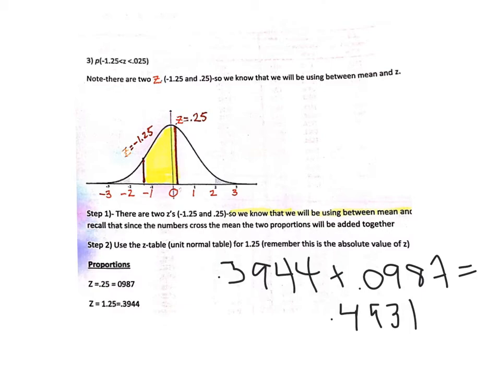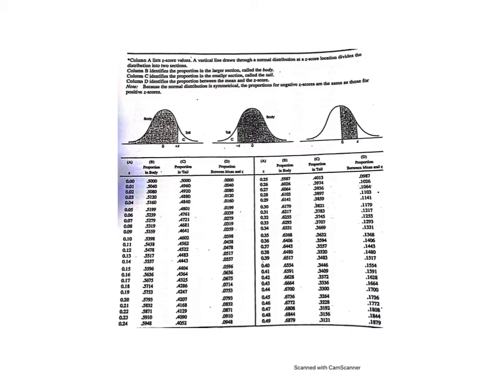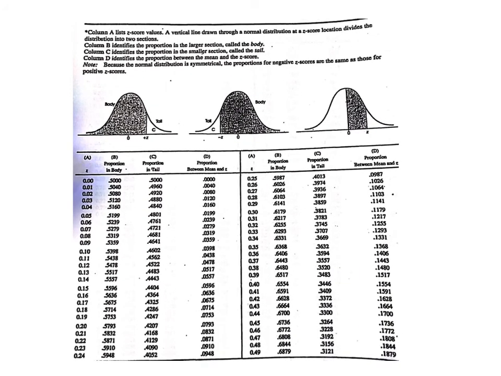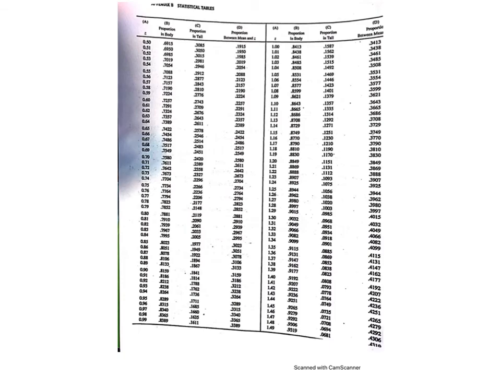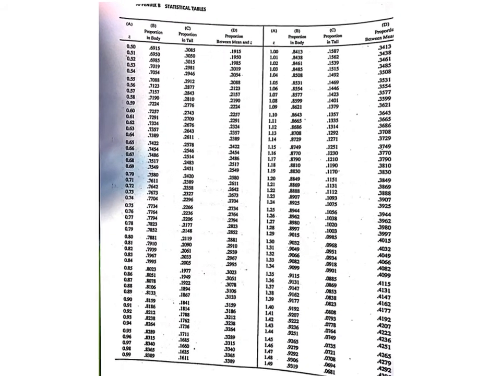So let's go ahead and take a look at our tables so we can see what the proportion is. For 0.25, the proportion between mean and z is 0.0987. And then if we go back here, we see that the other one we needed to find was the proportion associated with 1.25, which is 0.3944. All right, so those added together then give us our total proportion.